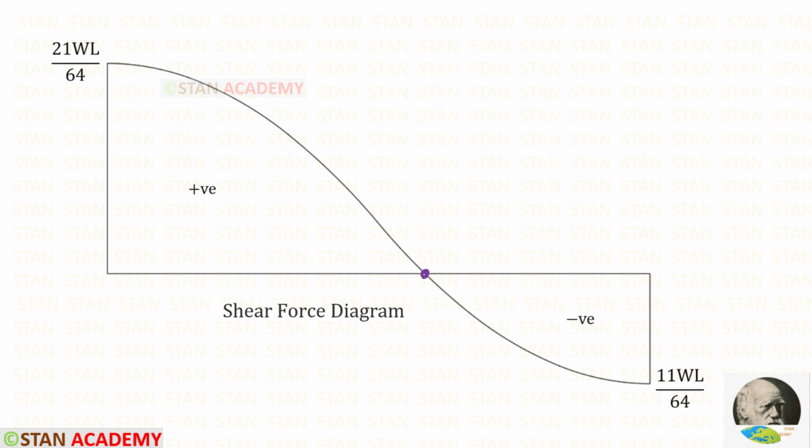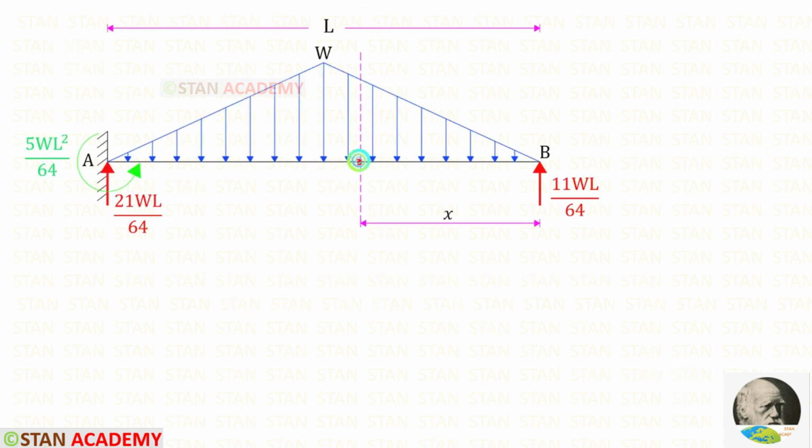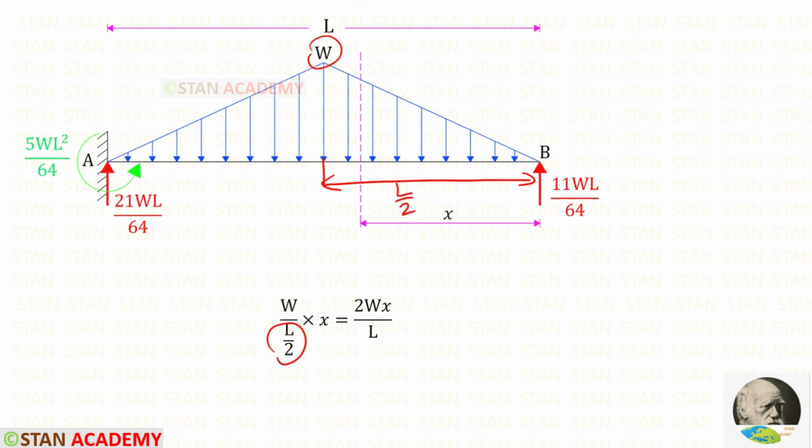We can make a section at this point and find the distance. You can see that at that point, I have made a section at a distance of x from the point B. We have to find this height. For the distance of L upon 2, the height is W. But we need the height at the distance of x, so we have to multiply with the x. In this way, we will get this height as 2Wx upon L.